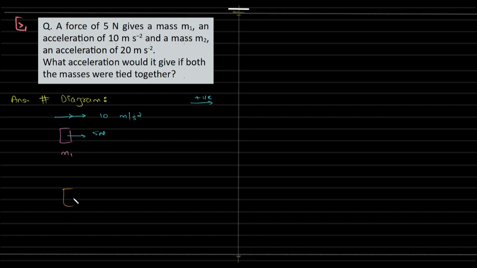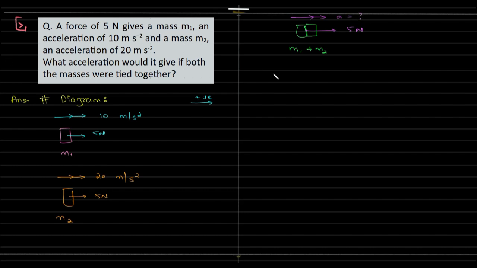The next case is this. We have mass of m2 and here too we have 5 Newton because the same force is applied in both the cases and the acceleration is 20 meter per second square. The question is, what if we combine both, m1 plus m2, and tie together with the same force? Since they're not talking about any force over here, it means the same force. So the force is 5 Newton. So the question is, what is your acceleration?